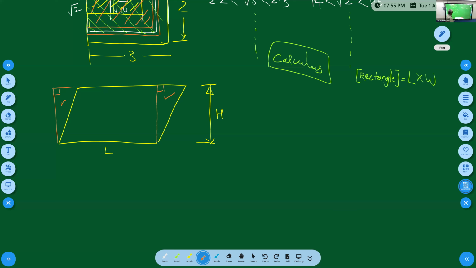Now there is one flaw in this proof, which is, suppose I have a parallelogram looking like this.